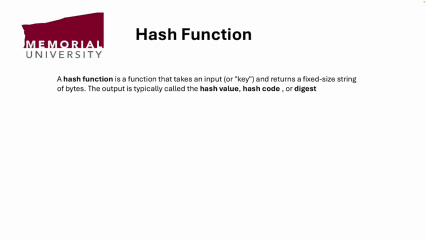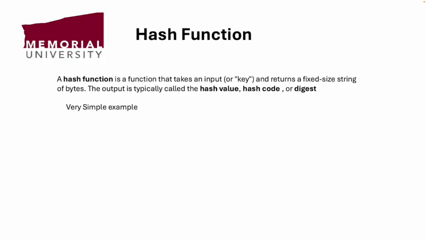What's a hash function? A hash function is a function that takes the input or key and returns a fixed-size string of bytes. The output is typically called the hash value, hash code, or digest. The input can be a string, or actually a number. We can discuss more detail later.